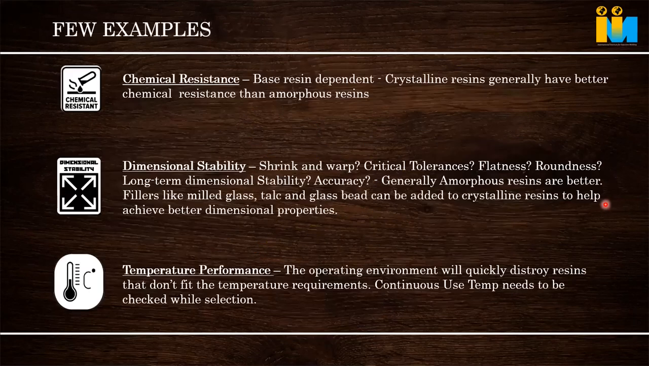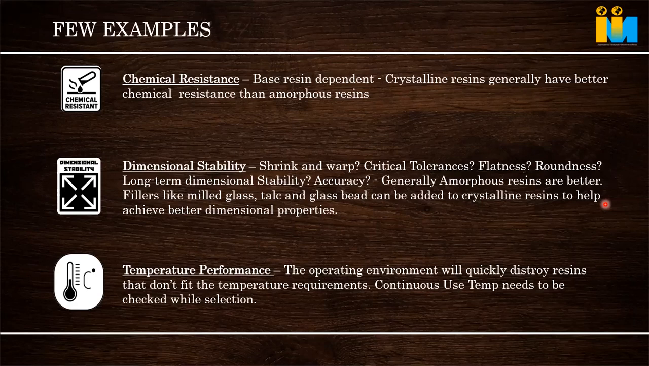So I will show you a few examples. One could be chemical resistance. We already described that for chemical resistance, crystalline materials are generally used. And second is dimensional stability: shrinkage, warpage, tolerance, flatness, roundness. So amorphous materials are best. If not, we have to use semi-crystalline, considering the operation or service of that product. Then we have to go for some milled glass fiber or fillers. All these fillers can help to reduce that.